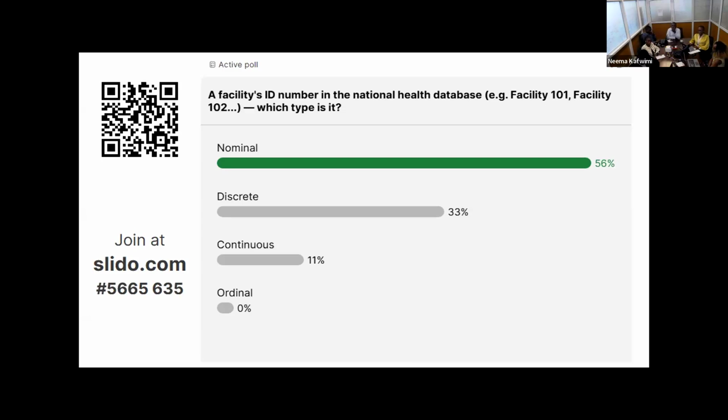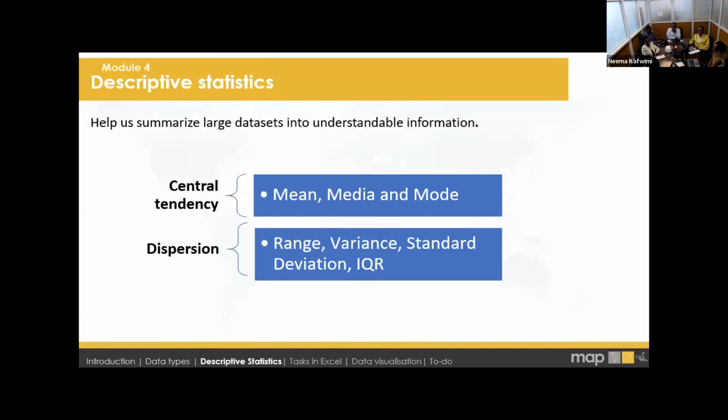So a facility ID number in the National Health Database, that's nominal. The data type is nominal in this context. Descriptive statistics.